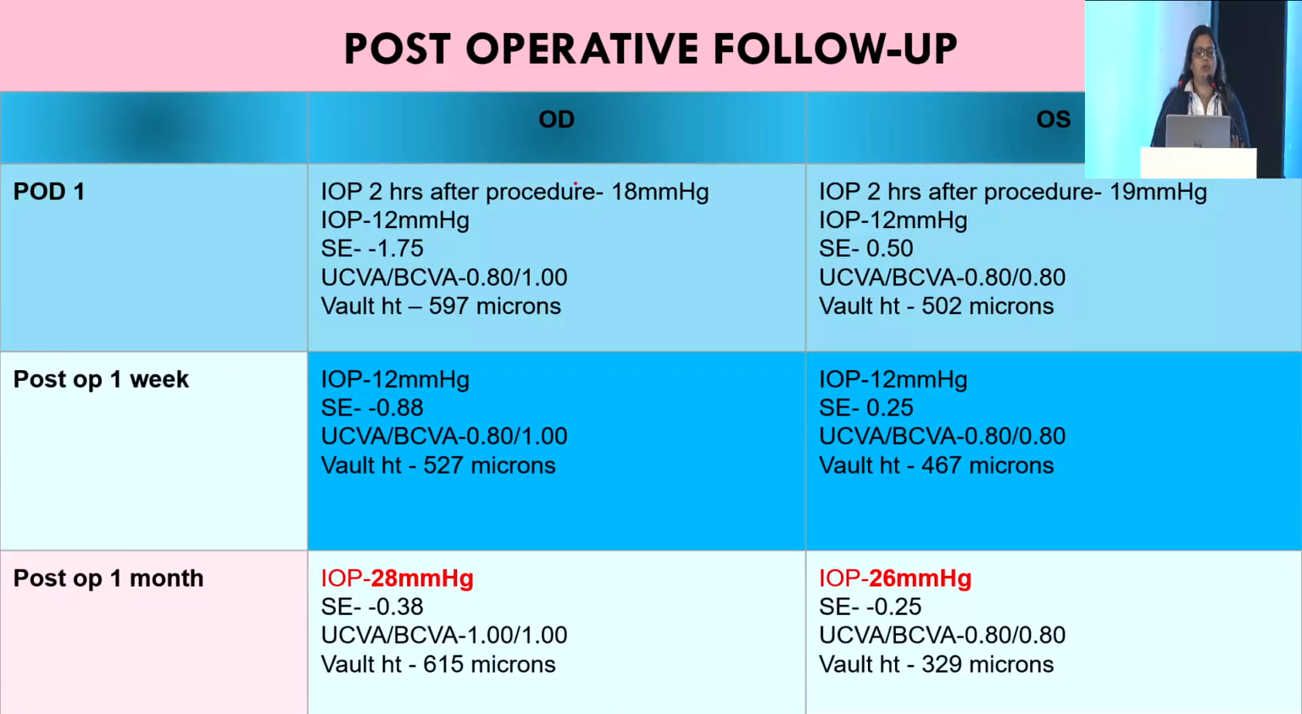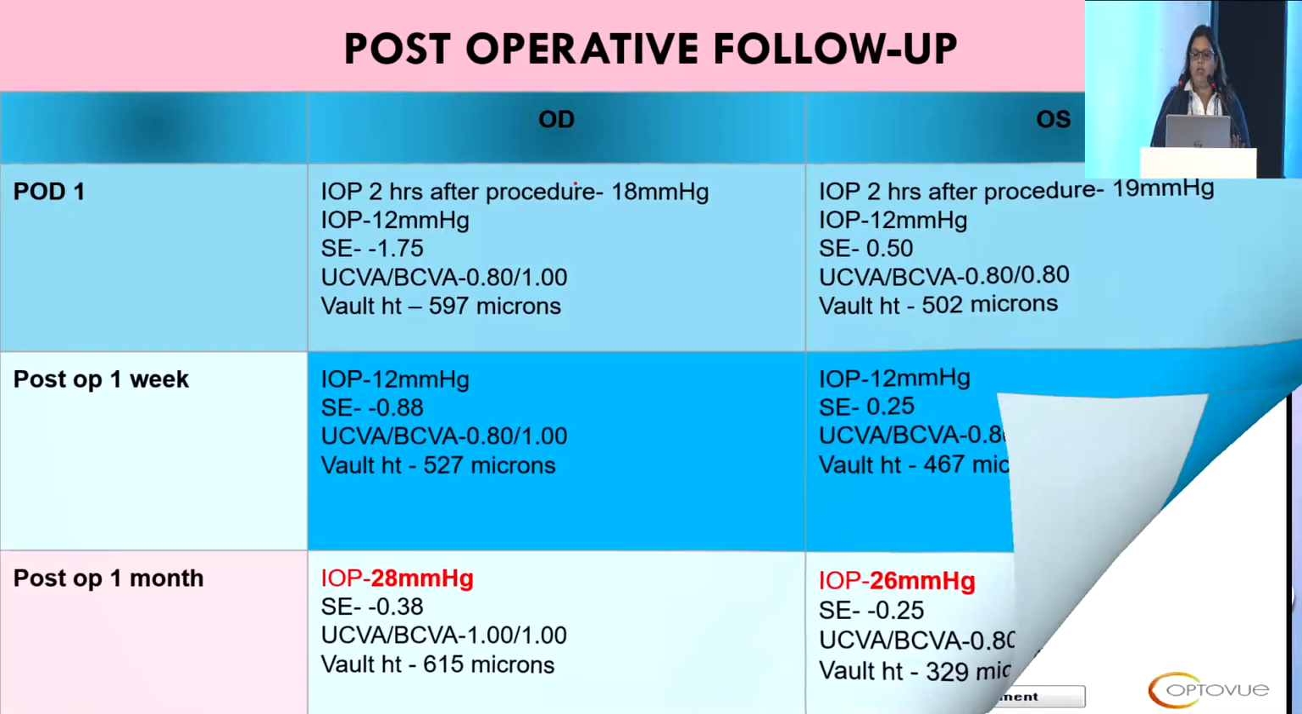Post-operative follow-up: on post-operative day 1, IOP 2 hours after the procedure was 18 millimeter of mercury in the right eye, and in the left eye, 2 hours after the procedure, it was 19 millimeter of mercury. After 1 week, IOP was 12 millimeter of mercury in the right eye and 12 in the left eye. After 1 month, IOP was 28 millimeter of mercury in the right eye and 26 millimeter of mercury in the left eye. Vault height was 615 micron in the right eye, and 329 micron in the left eye.